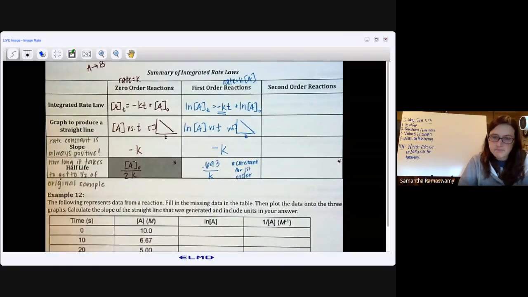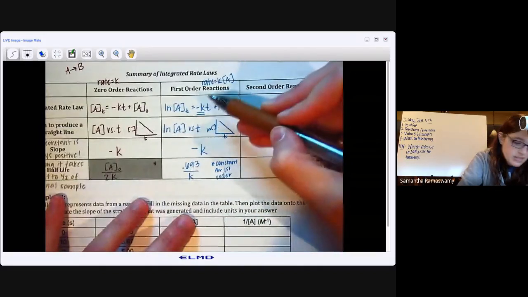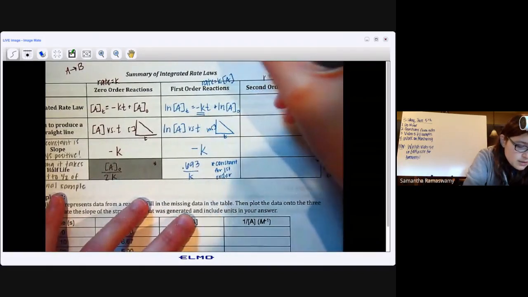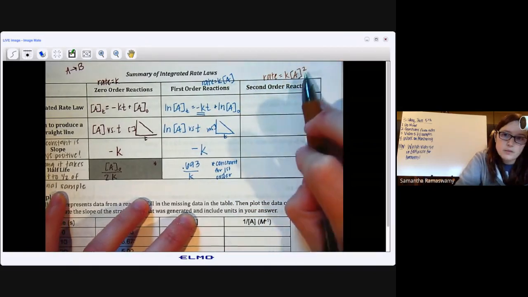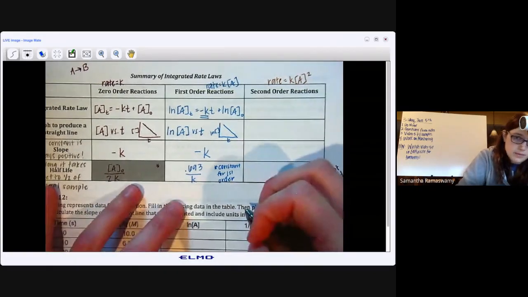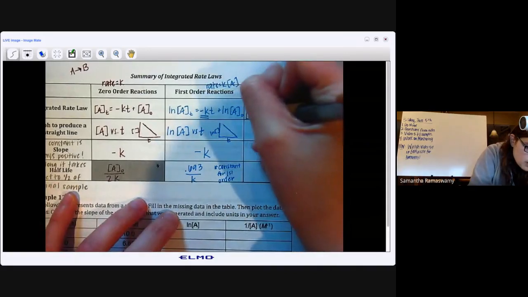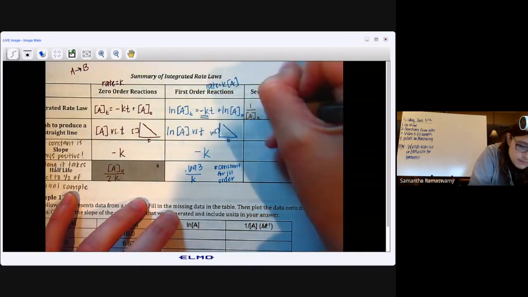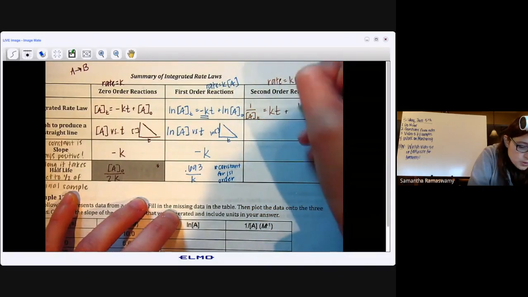So finally, second order. If we write the rate law of a second order process, it would be rate equals k times the concentration of A squared, 2 for second order. Well, for a second order process, the integrated rate law is 1 over the concentration of A after some time equals k times t plus 1 over the initial concentration.